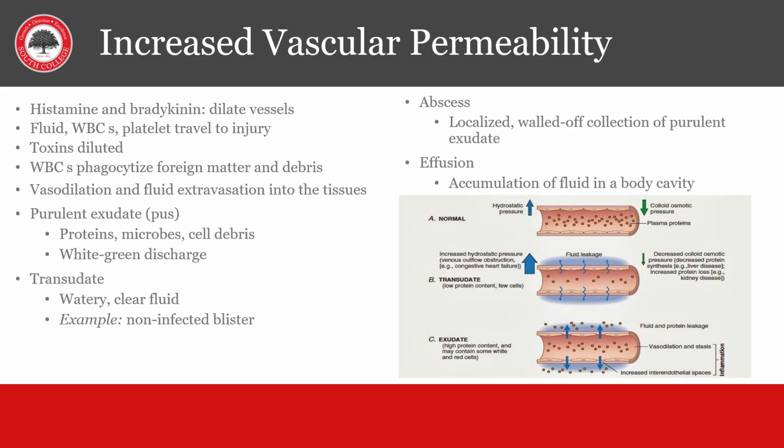Increased vascular permeability comes from dilated blood vessels and allows fluids to rush into areas of inflammation. This helps to dilute toxins released from bacteria that may be present and bring in white blood cells and platelets to deal with the infections and bleeding. The fluid can be transudative or low protein in content, or it can be exudative with a high protein content if bacteria are present.